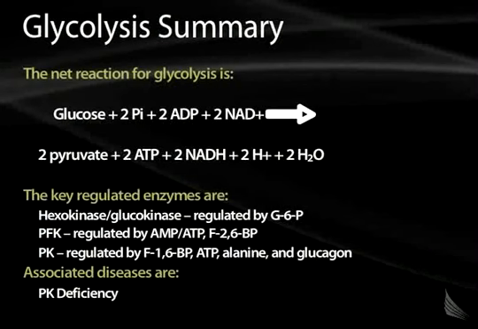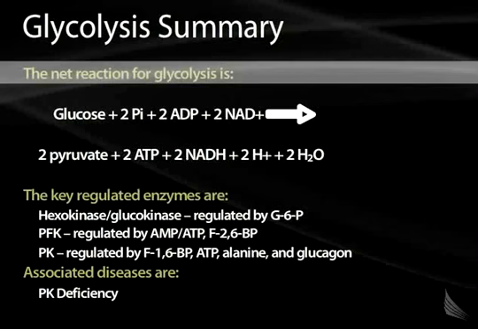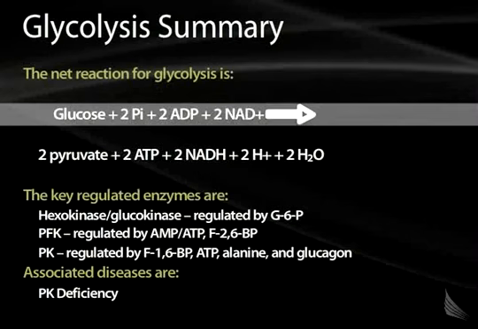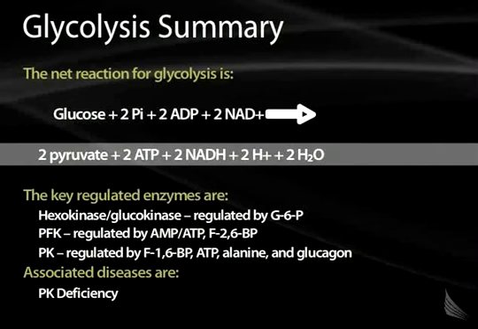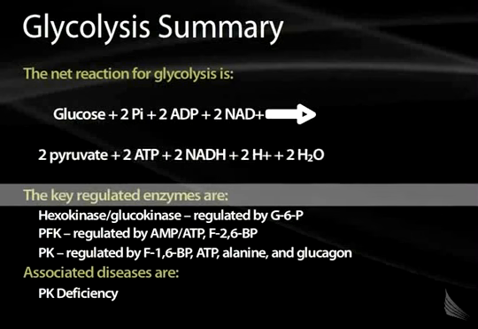So I want to summarize glycolysis and gluconeogenesis for you. These are the key features of these metabolic pathways that you need to know for the USMLE. The net reaction for glycolysis is glucose plus 2 molecules of inorganic phosphate plus 2 molecules of ADP and 2 molecules of NAD+, which are converted to 2 molecules of pyruvate, 2 ATPs, 2 NADHs, 2 protons, and 2 molecules of water.